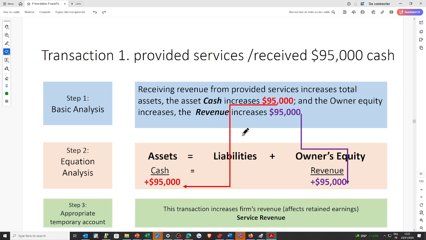So when we provide the service, we have a cash increase. We also have a revenue increase. So the appropriate temporary account for this transaction is service revenue, and we have cash, because this will affect the retained earnings of the company, right?